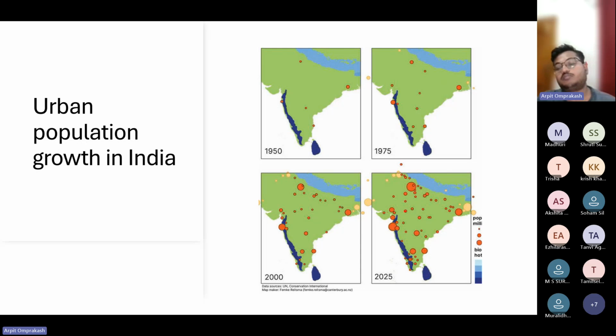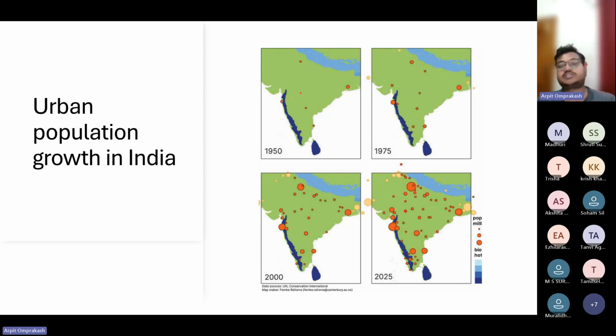And the blue color here basically denotes if that area is a biodiversity hotspot, right? So we see that two biodiversity hotspots are very prominently shaded, which are the Western Ghats and Sri Lanka, which is also a continuation of the Western Ghats because we see almost a similar kind of life on either of these biodiversity hotspots.